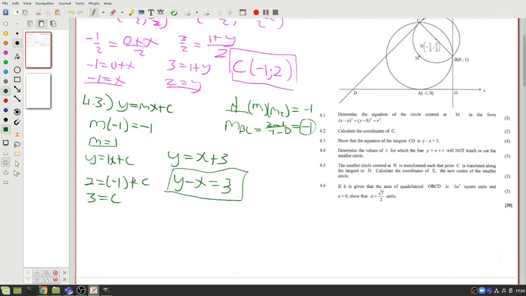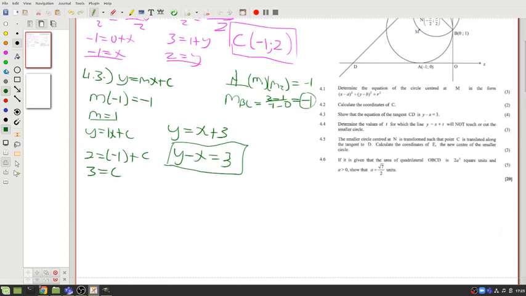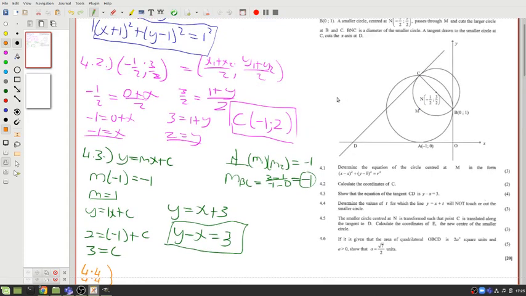Fantastic. Now 4.4. Determine the values of t for which the line y equals x plus t will not touch or cut the smaller circle. Okay, so for this one, let me first draw a nice straight line to show what we're dealing with here. So let's say we take this line here.